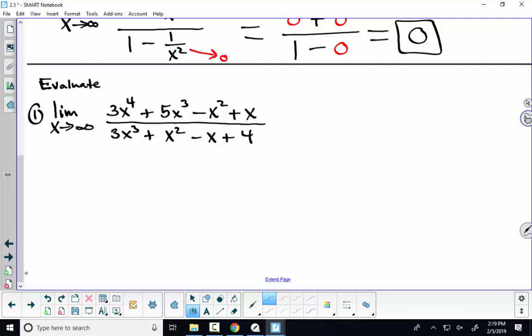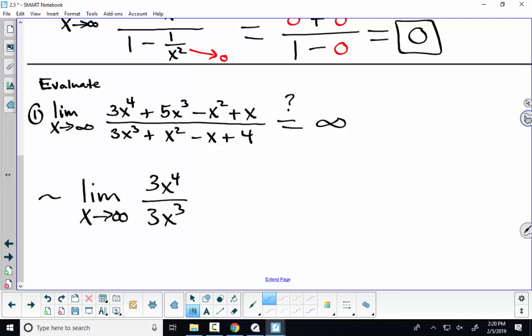Does anyone want to share what they got for this? Okay, so what would that limit be? Infinity? What do y'all think? Is this limit infinity? Don't worry about plugging infinities in for all of those. Just like with polynomials, we only looked at the leading term over the leading term. So this limit is essentially the same limit as if we just looked at 3x to the 4th over 3x cubed.